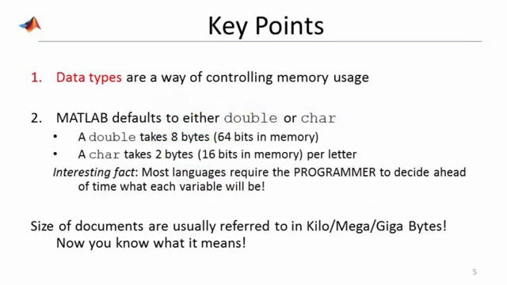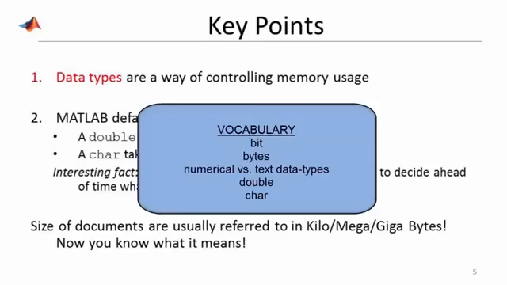The sizes of documents are usually referred to in kilo, mega, or even gigabytes. Now you have a better idea of what that means. As far as vocabulary, a bit is a single 0 or a single 1, and it stands for binary digit. A byte is 8 consecutive bits. Numerical data type versus text data type, and double and char are keywords you should be able to explain.